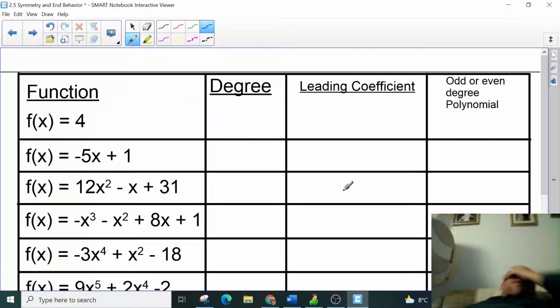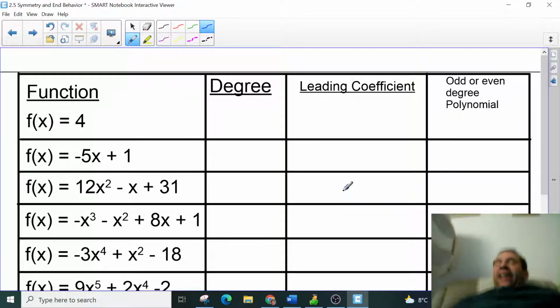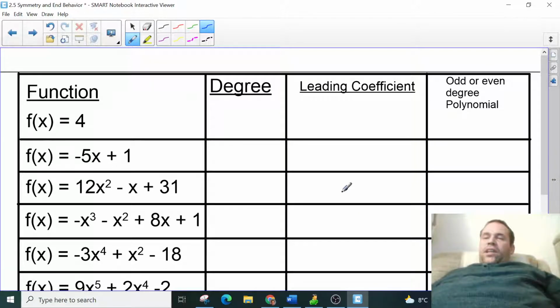Okay, so this is what we filled out in class. Oh yeah, it says 7:24, but it's actually 7:30 or 2:30 in the morning.